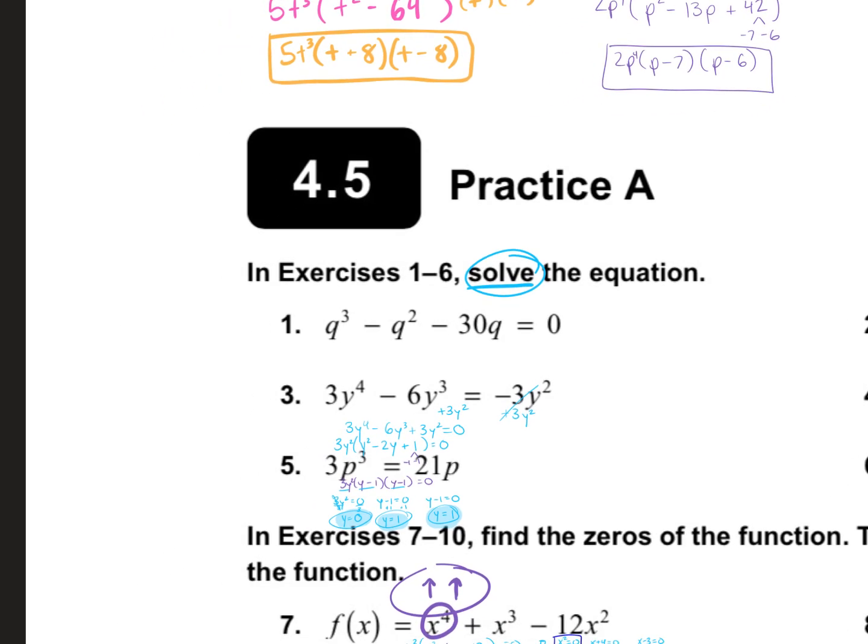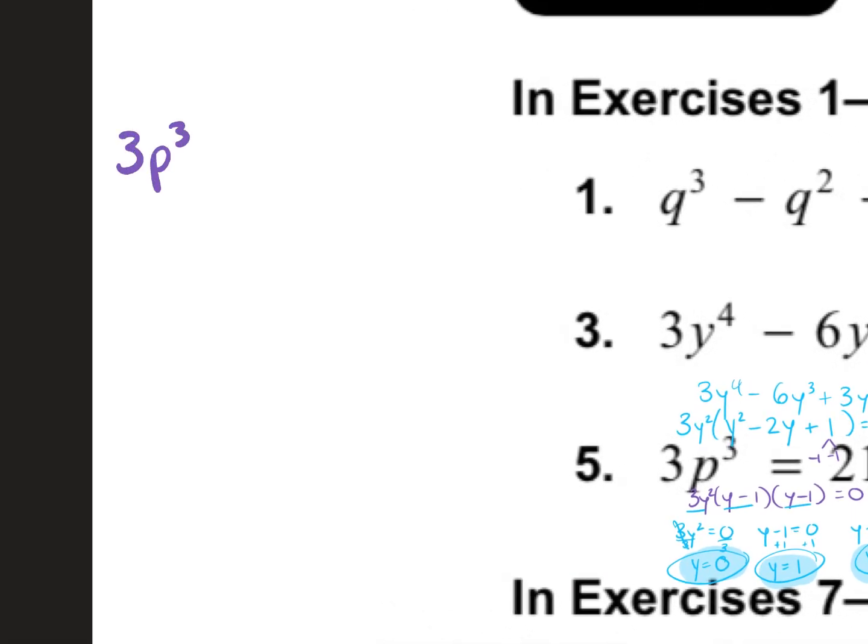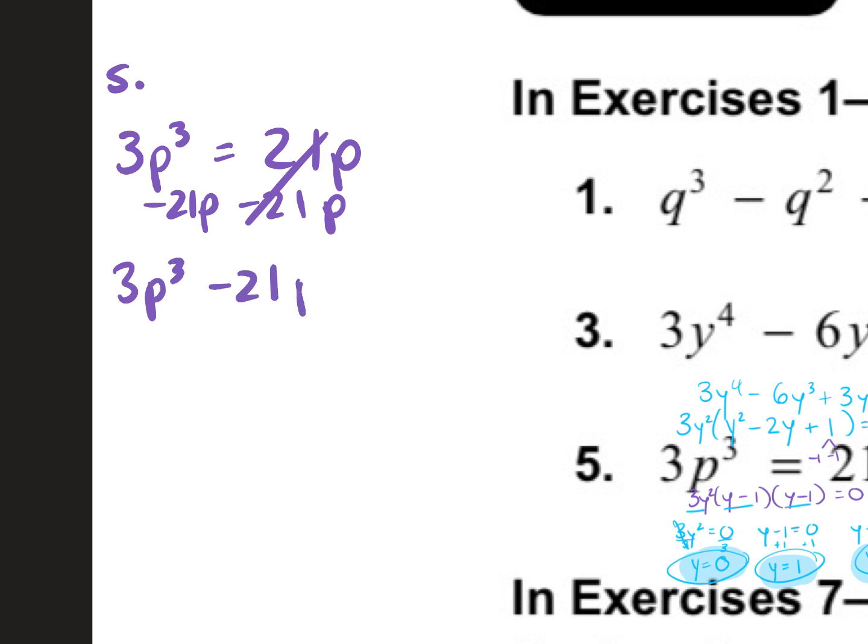All right, let's take a look at 4.5, number 5. So 3p cubed is equal to 21p. Number 5. What would I need to do first to solve? Make it equal to 0. So subtract 21p, move it to the other side. So 3p cubed minus 21p is equal to 0. What could I do next? Take out the GCF. What's my GCF? 3p. So when I divide out a 3p, I'm left with p squared minus 7.